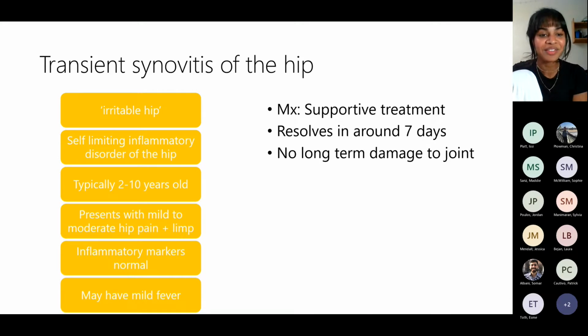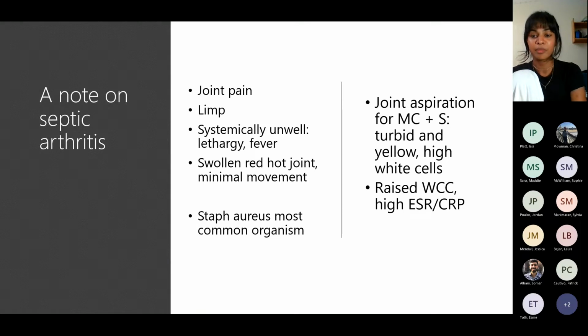Sorry. So basically it's self-limiting and supportive, and they just love this in SBAs because it's comparable to septic arthritis, which is one that they're going to try and trick you on. So I'm just going to quickly put a little note in on it, because you've done it in ortho last year, but it's important in the context of peds because it's obviously the thing you want to rule out first. So can someone just chuck in some symptoms you're going to get with septic arthritis?